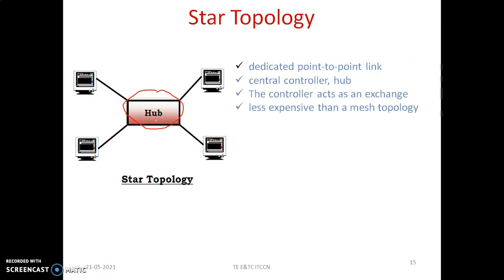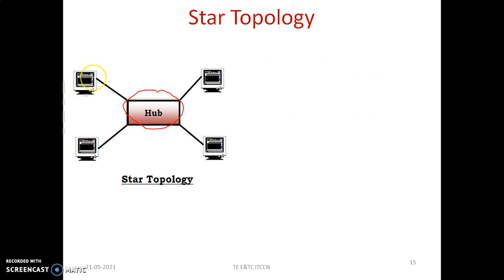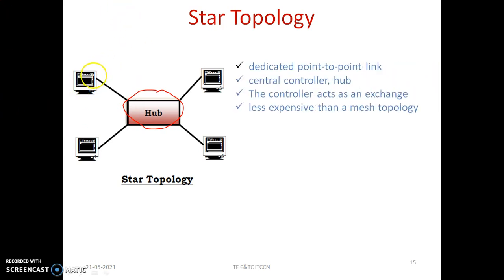Let us go into details point by point. Again it has a dedicated point-to-point link. There is a central controller, which is also called a hub station. The controller acts as an exchange. So whenever node A has to send data to B, there is no direct connectivity between A and B, but the message has to be routed through the hub. So A to hub and then back to B. So the controller acts as an exchange. It is less expensive than a mesh topology because of the lesser number of devices and interconnecting links.